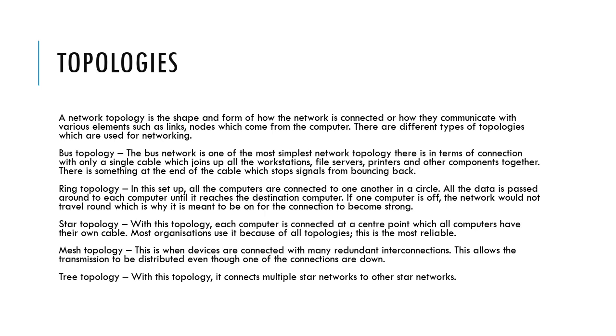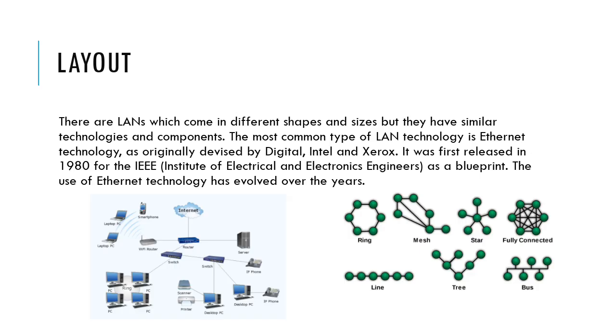So a network topology is the shape and form of how the network is connected so they can communicate with various elements like links and nodes, which came from the computer. There are different types of topologies which are used for networks, and bus topology. So the bus network is the simplest one. So it's like a line basically. This is the bus network.